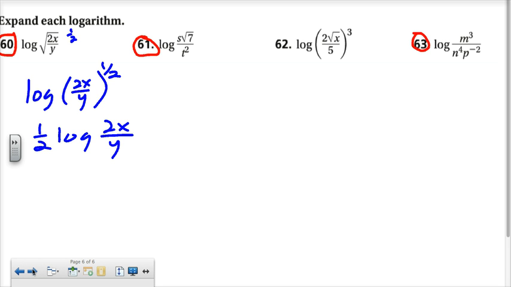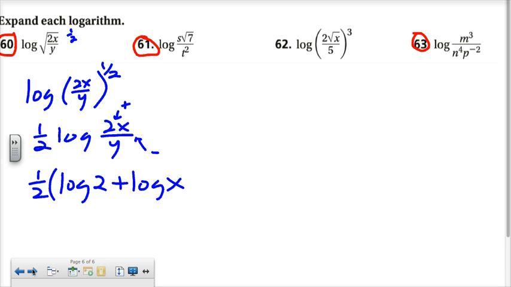And now I realize, well, all of them need that 1/2. So I'm going to have to be careful as I go through this to use parentheses so that I have a 1/2 with everything. Because what I see here is multiplication, which means addition, and what I see here is division, which means subtraction. So this is 1/2 times, we have the logarithm of 2 plus the logarithm of x, that takes care of our multiplication, minus the logarithm of y. And again, those parentheses are important because every single one of these needed that. Now that would be an appropriate way to write the answer to this problem.